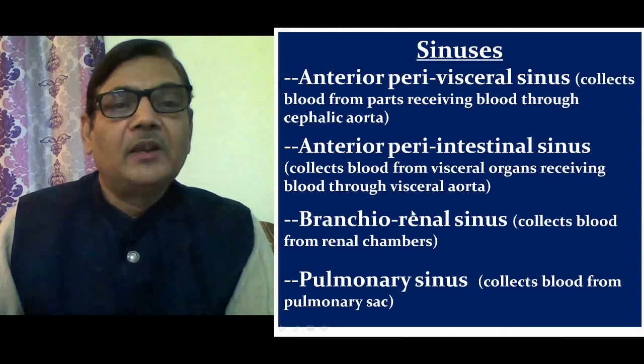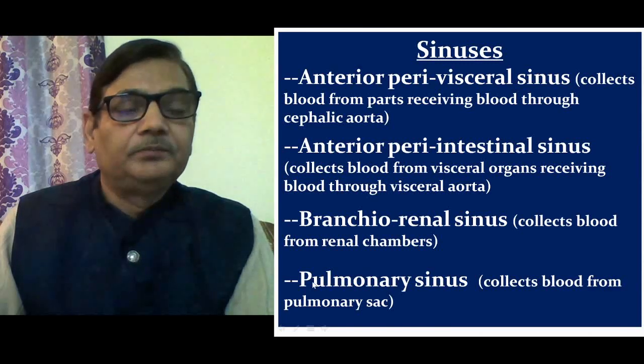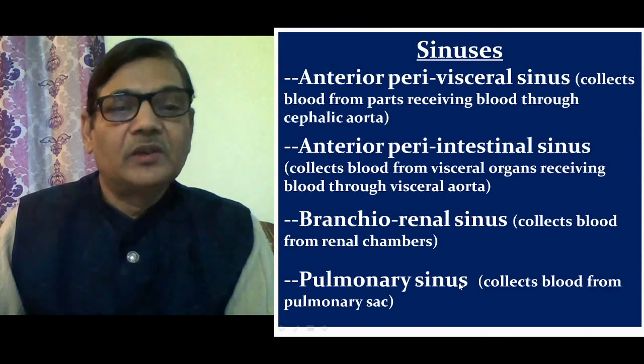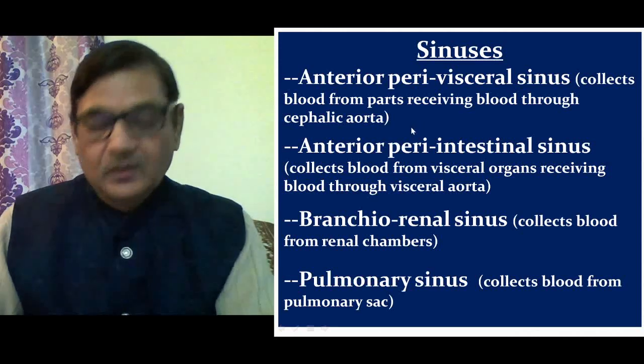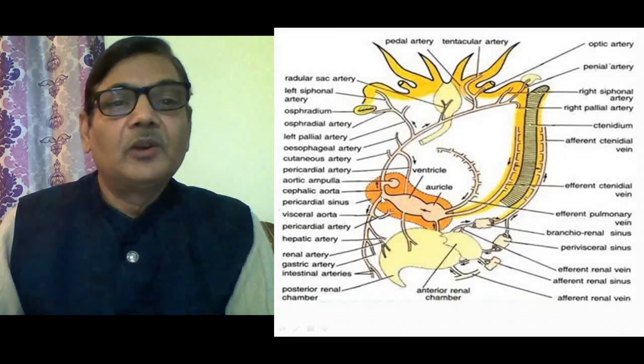And then the branchiorenal sinus. It collects blood from the renal chambers, because renal organs receive blood for removal of nitrogenous waste. So then the blood will finally be collected in the renal sinus. And the fourth one is the pulmonary sinus, which collects blood from the pulmonary sac. So these are four major sinuses. And then from these sinuses, the blood will go into venules and then to veins.